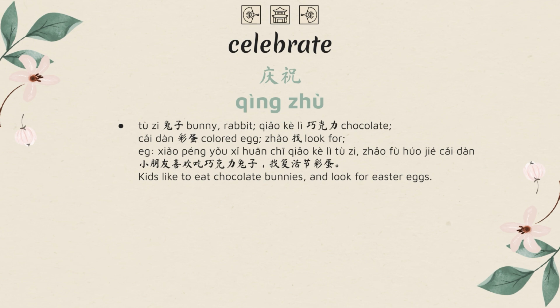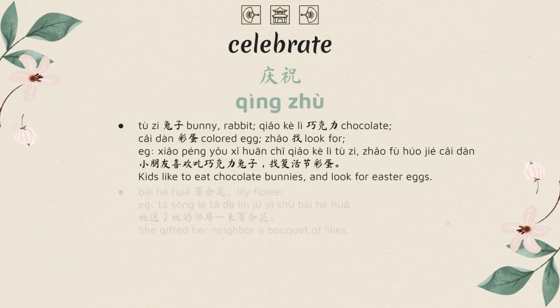And our next sentence actually contains this phrase. 小朋友喜欢吃巧克力兔子找复活节彩蛋. 小朋友 literally means little friends, but that means kids or children. 喜欢吃, they like to eat 巧克力兔子, chocolate bunnies. And then 找, to look for 复活节 Easter 彩蛋 colored eggs.